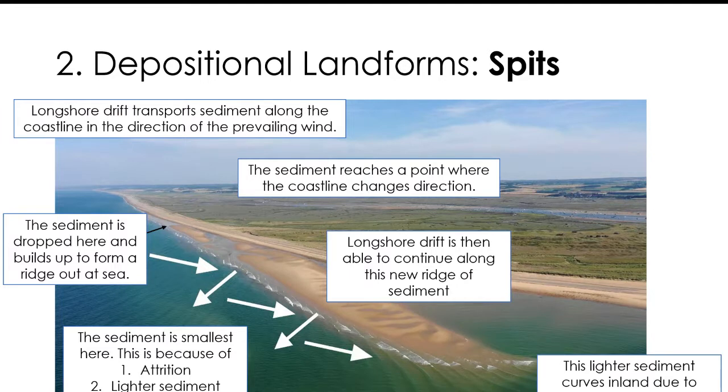Now, obviously, it's worth remembering behind this spit that you have now got an area that is really sheltered from the wind, and therefore you're going to get lots of deposition because the waves are going to be low energy here, and that will build up eventually to create a salt marsh, which is a second landform, but is also connected to this concept of spit formation. So it's worth noting that at the end of your explanations as you describe how these spits look and explain how they form.